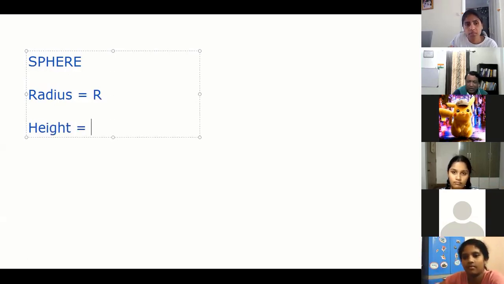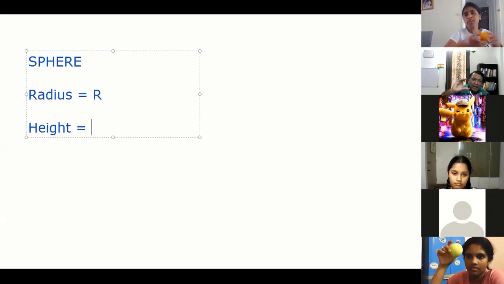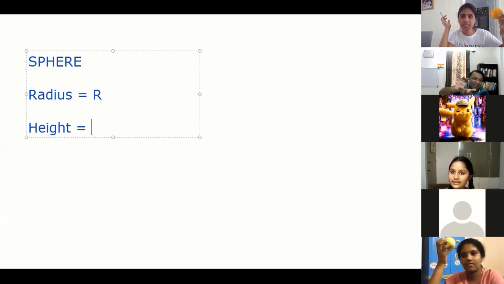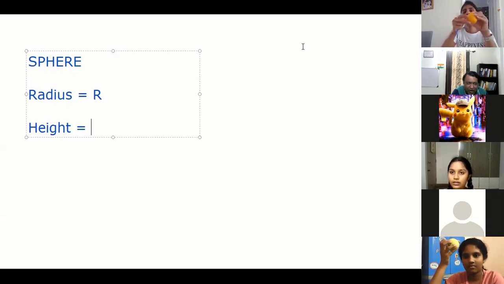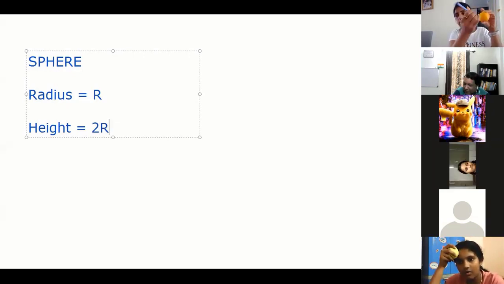Shweta, can you show the ball again? You put a ball there, radius r. What will be the height of the ball? Height would be how much? Height is the diameter, right? R plus R. Shweta, can you explain using your ball what is the height of the ball? Unmute, please.